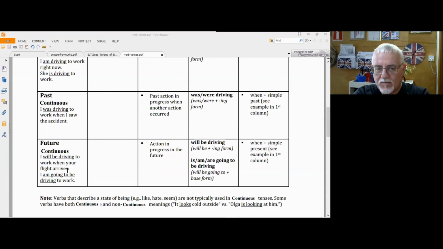Yes, and why do we put the S on the verb? Because this statement is in the simple present. When your flight arrives, I will be driving to work. You can actually say it that way if you want. It's interchangeable. It can come at the beginning or at the end of the sentence. So I will be driving to work when your flight arrives, or you could say when your flight arrives, I will be driving to work, okay? So that's the future continuous.